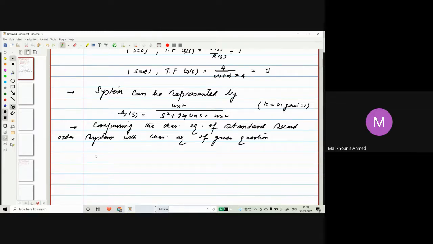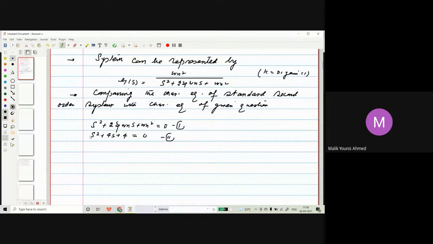So what's that characteristic equation? Second, you have to memorize this now. s square plus 2 xi omega n s plus omega n square should be equal to 0. So this is the general second order system. What is given to us? Simply the denominator of the question, that is s square plus 4s plus 4 should be equal to 0. If you compare them here, 2 xi omega n, the coefficient of s, will be equal to 4. And here we can write xi omega n will be equal to 2.